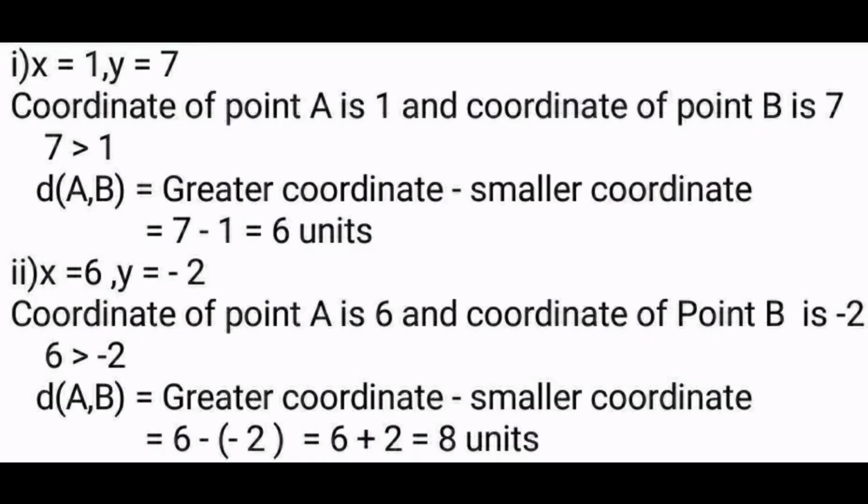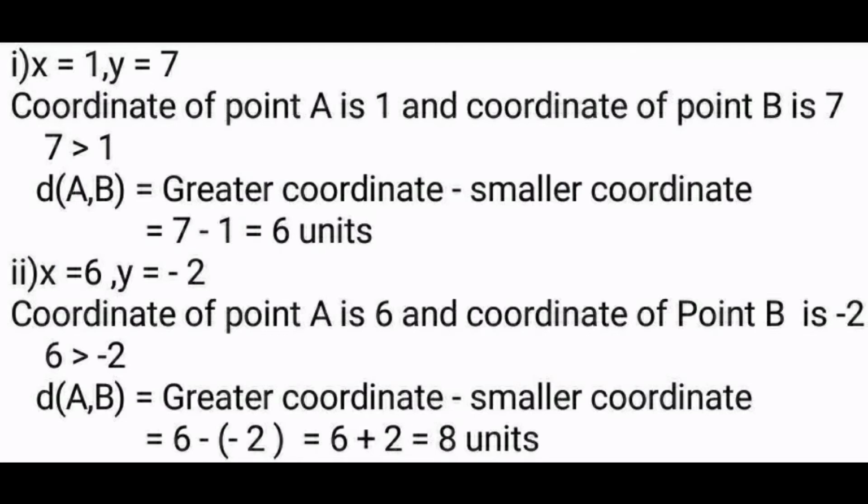So first we'll take x is equal to 1 and y is equal to 7. What does it mean? Coordinate of point A is x and that is 1. Coordinate of point B is 7. 7 is greater than 1. So what is distance AB? That is equal to greater coordinate minus smaller coordinate. 7 minus 1 is equal to 6 units.